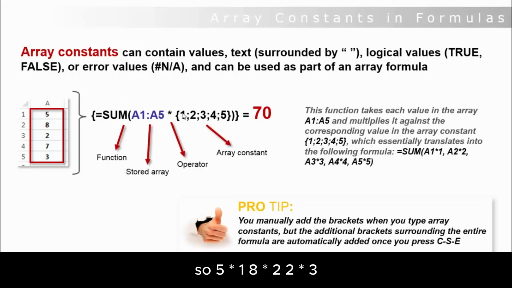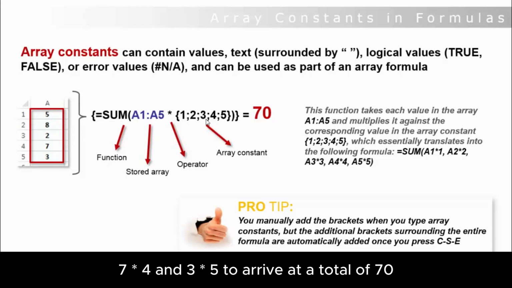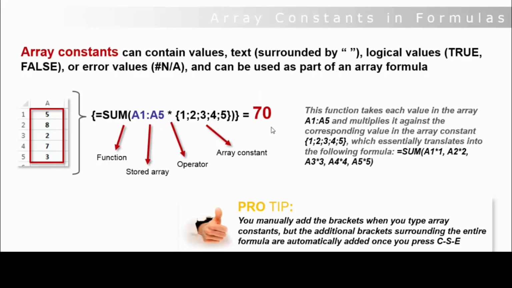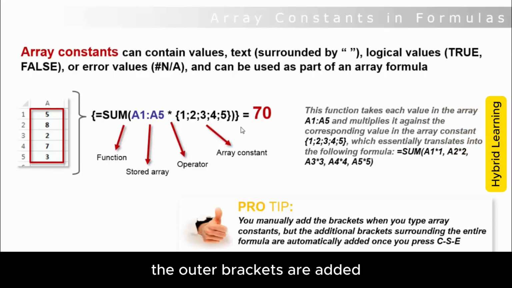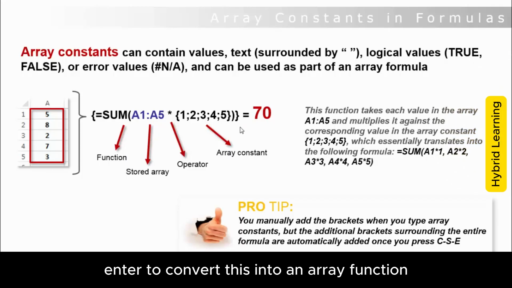So 5 times 1, 8 times 2, 2 times 3, 7 times 4, and 3 times 5 to arrive at a total of 70. So tip here, like I mentioned, these brackets surrounding the array constant are manually added. The outer brackets are added once you press Control-Shift-Enter to convert this into an array function.